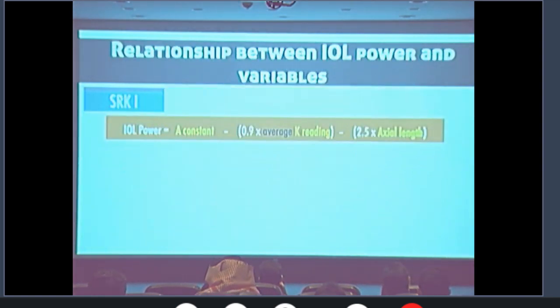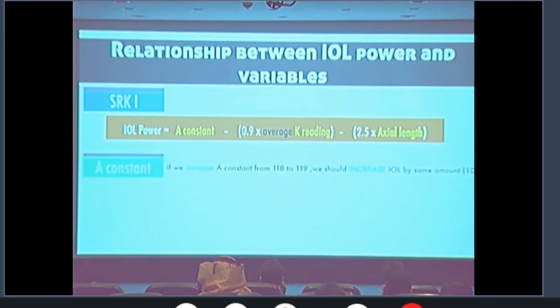So the relationship between the IOL power and variables, we will use SRK1 just because it is simple, so we can understand the variables' effect on the IOL power. But we should not use it to calculate the IOL power. So the SRK1, I think all of you are aware of SRK1. It is A constant minus 0.9 multiplied by the average K readings. Not K1, not K2. It's the average.